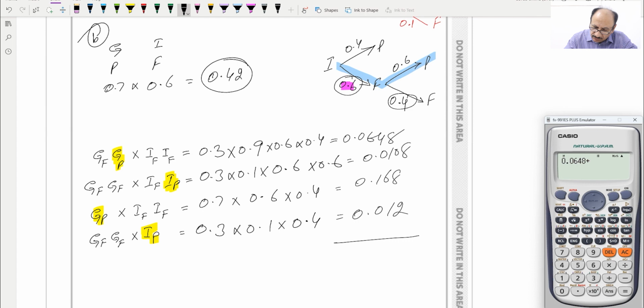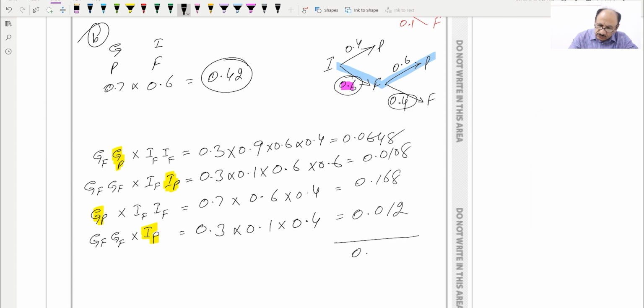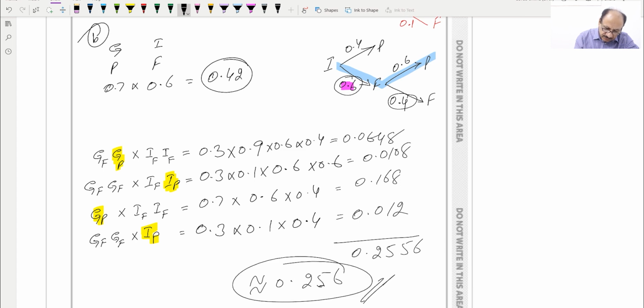0.0648 plus 0.0108, plus 0.168 plus 0.012, and this is adding up to 0.2556, which is approximately equal to 0.256 up to 3 significant figures. And this is our final answer for this probability question. It was a little tricky question. Hopefully you understood this.